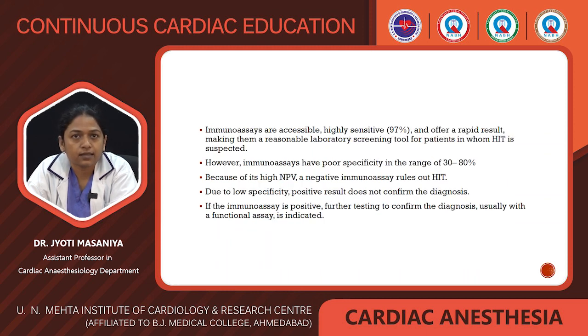Immunoassays are accessible, highly sensitive, and offer a rapid result, making them a reasonable laboratory screening tool for patients in whom HIT is suspected. However, immunoassays have poor specificity, in the range of 30 to 80%. Because of its high negative predictive value, a negative immunoassay rules out HIT, but due to low specificity, a positive result does not confirm the diagnosis.